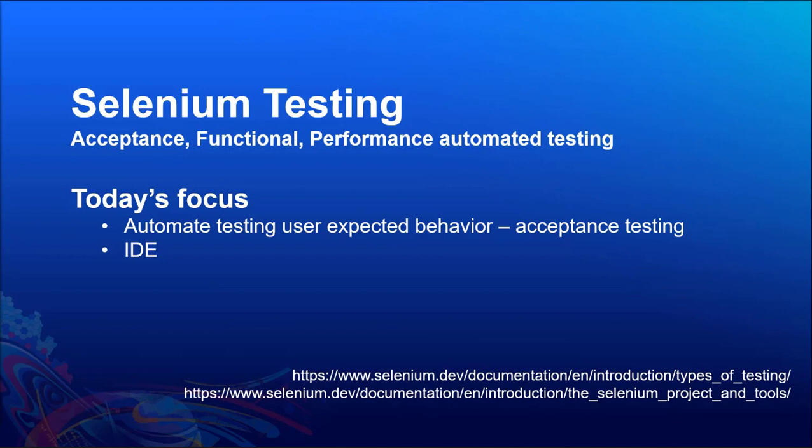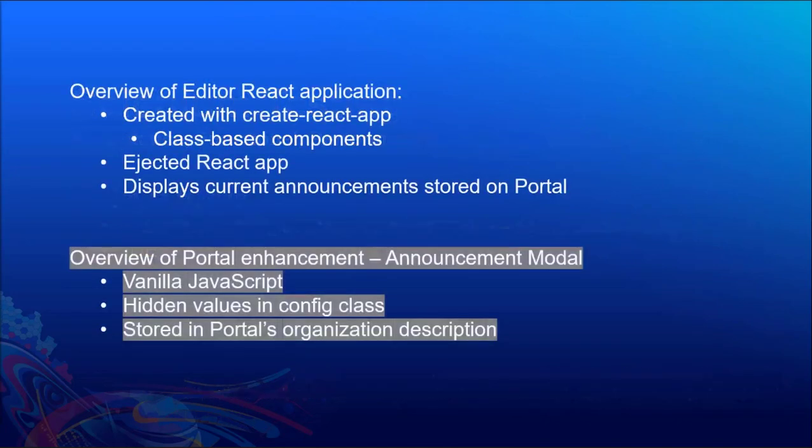So just some quick level setting. A lot of times you'll hear acceptance testing, functional testing, end-to-end testing, performance testing. We're really focusing on automating testing of the user expected behavior today, that acceptance testing, and using that IDE. Here, I'm going to go to that second application, that second legacy application, the portal announcement modal. And just to review, acceptance testing focuses on the end results of the application and drives at the question of, are we building the right product?